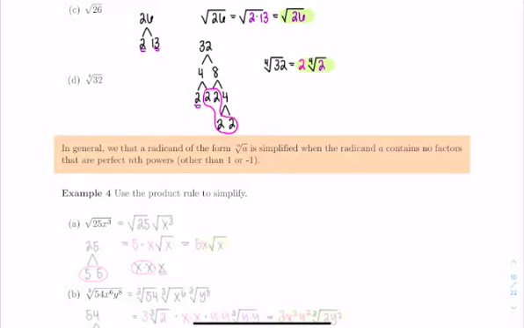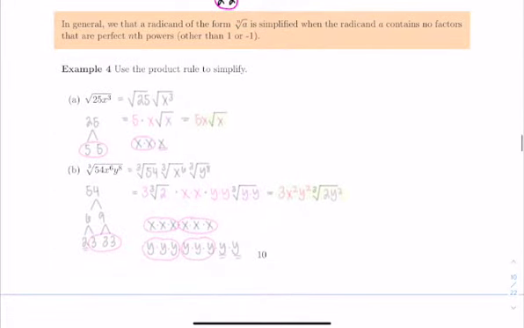So let's go ahead and use the product rule to simplify something a little bit more complicated. We're going to start adding some letters in here, but it's going to work very similar to when we just had numbers. So the first thing we're going to do is split these and look at the numbers and the variables separately. So the square root of 25x cubed, we have the square root of 25, and then we have the square root of x cubed. Well, 25 is a perfect square, and so we can simplify that easily, but let me show you how it works with the factor tree.